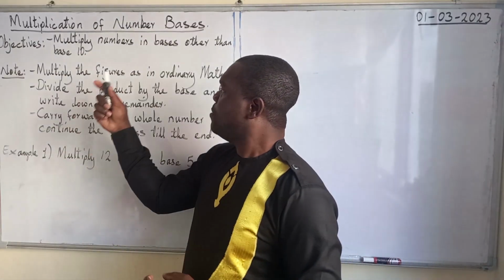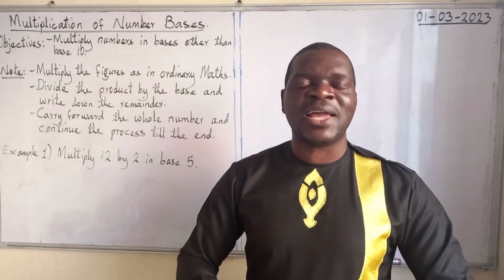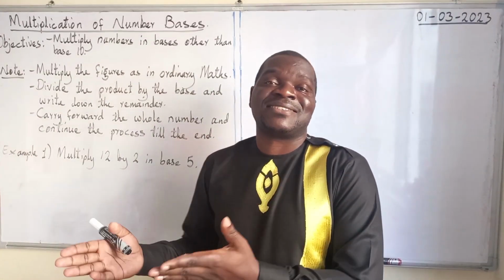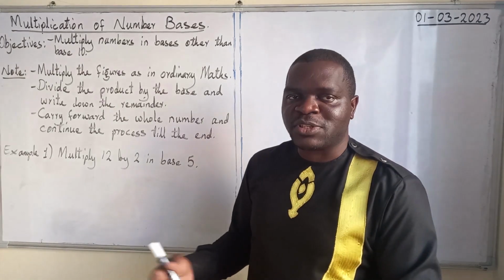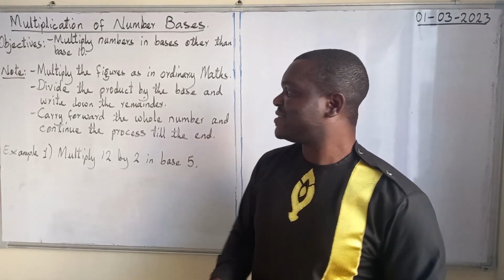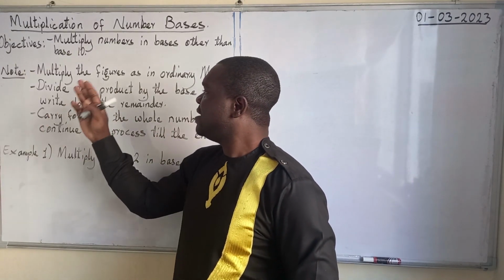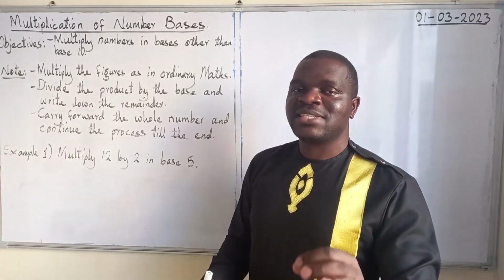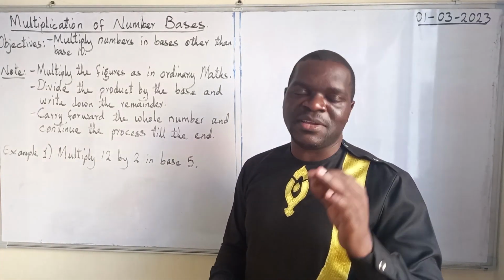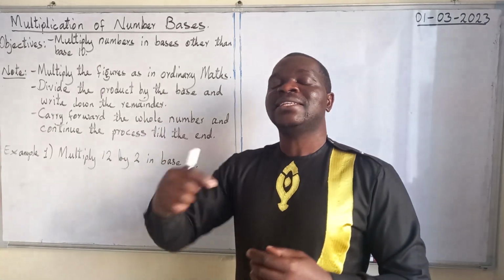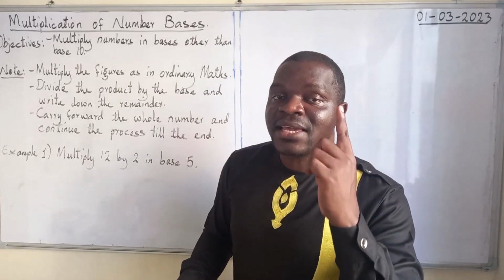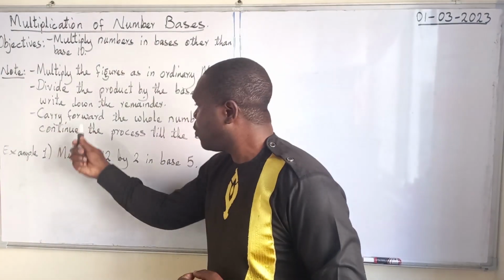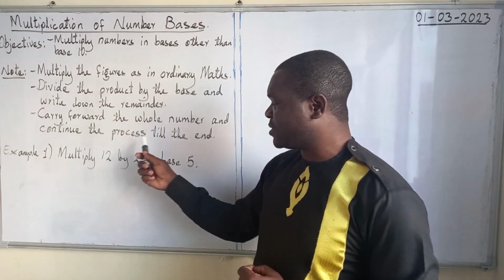The first thing is to multiply the figures as if you are multiplying in ordinary mathematics, which means there is nothing very strange. It is just the same as you multiply in base 10. The next rule states that you divide the product by the base and write down the remainder. In number bases, we should take note that remainders are very important. So when you multiply, divide by the base in the case where the product is more than the base. Carry forward the whole number and continue the process to the end.